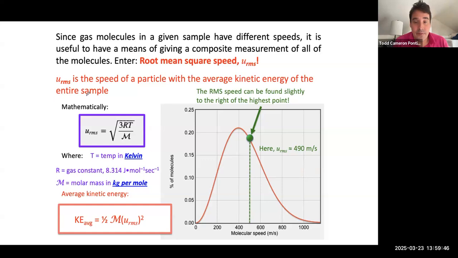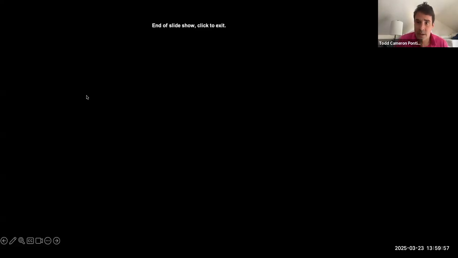Average kinetic energy for a system is 1/2 of the molar mass times the root mean square speed squared. And that's how root mean square speed is calculated for a given system. Okay, so that concludes our foray into kinetic molecular theory.